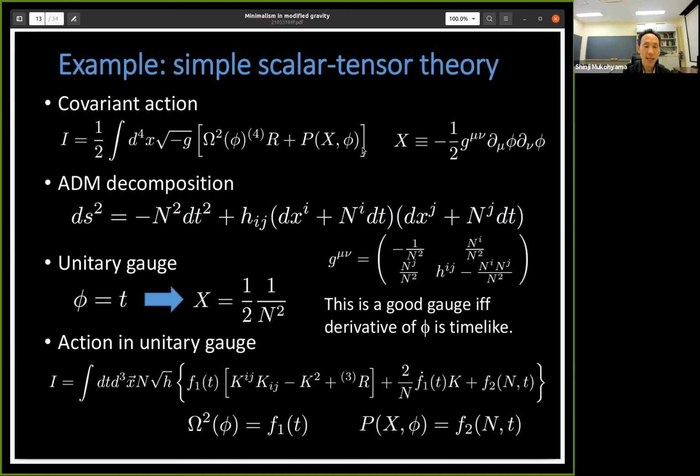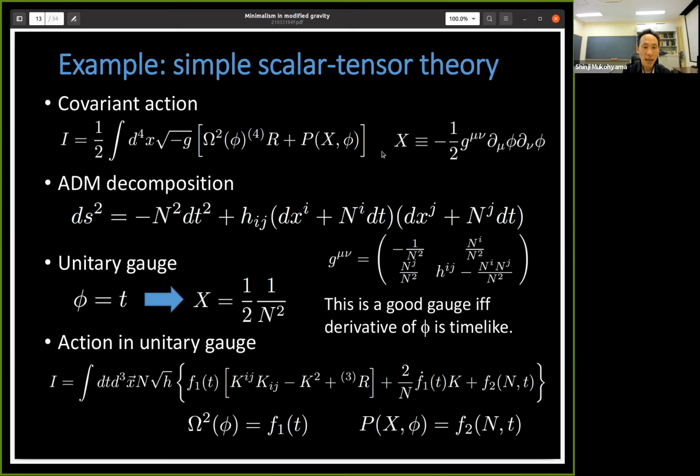Now let's consider the ADM decomposition, the 3+1 decomposition that I already introduced: lapse, shift, and 3D metric. Plug this in here, and also let's choose the gauge so that the scalar field phi is time. This is fine as long as the derivative of phi is timelike. So let's assume that the derivative of phi is timelike, as in cosmology, inflation, or dark energy. Then we can choose this in general.